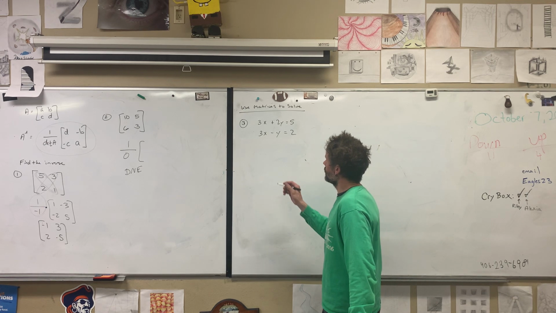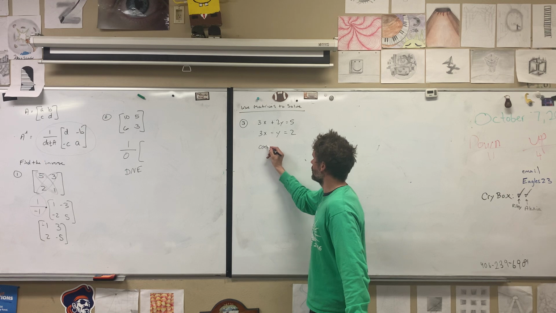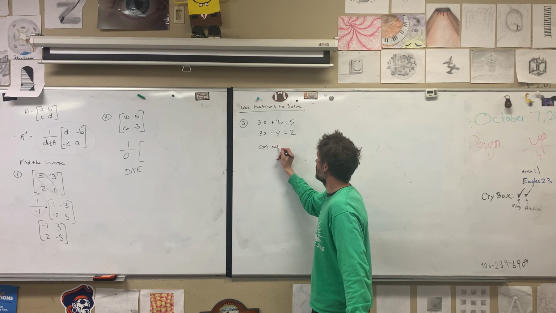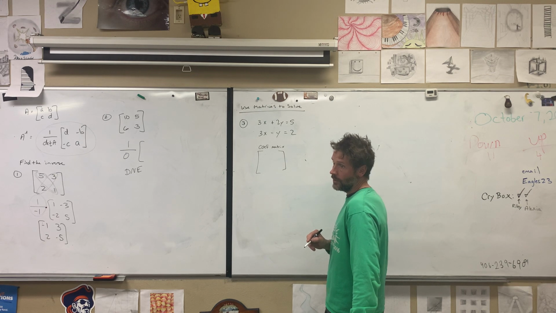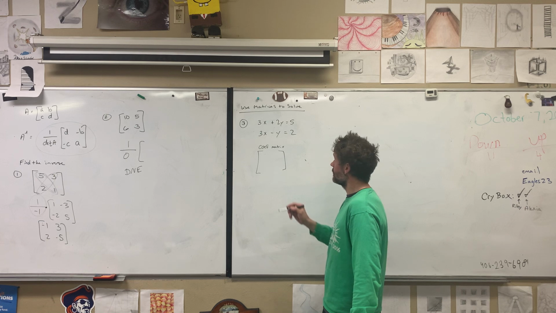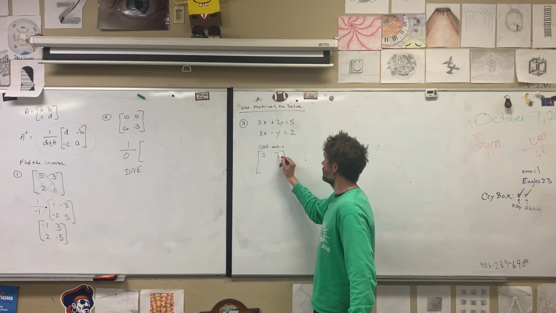What you're going to do is set up a coefficient matrix. That coefficient matrix is going to be just the coefficients. What are the coefficients given to us? 3, 2, 3, negative 1.